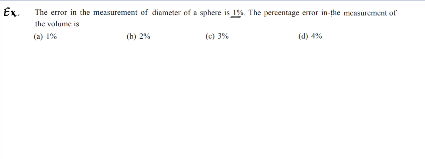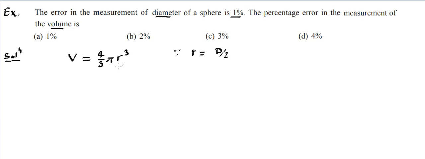The percentage error in the measurement of its volume is, so the diameter error is given to us, we need to find the error in volume, and it is a spherical body. So that means we need to write the volume of a sphere in terms of diameter. The volume of a spherical object is 4/3 pi r cube, where r is the radius. If we want, we can convert it into diameter, because we know radius is equal to diameter by 2.